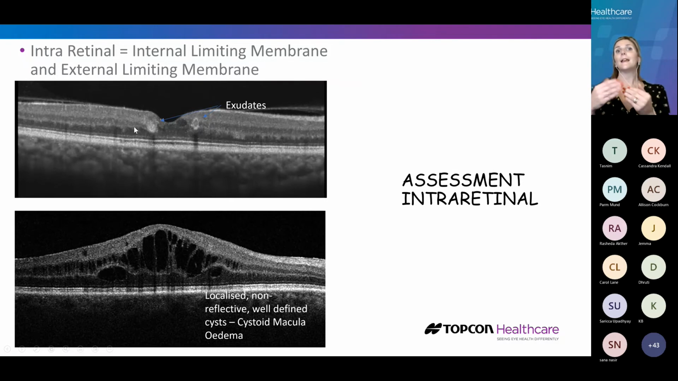You may see intraretinal cystic spaces or intraretinal fluid. You might see cystoid macular edema. You might see obviously some thickening or some thinning of the retinal layers. You know, we get a lot of vascular changes that sit in our intraretinal section. So obviously being able to understand what you're looking at, but also remembering that a lot of those can be quite superficial. So you may see those on your fundus photos.